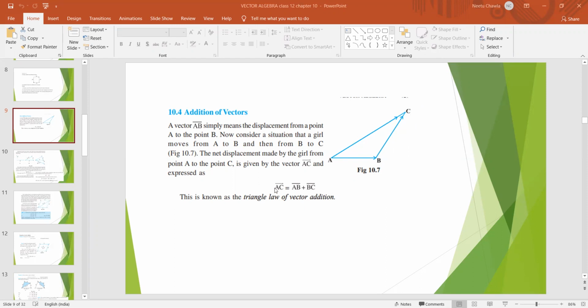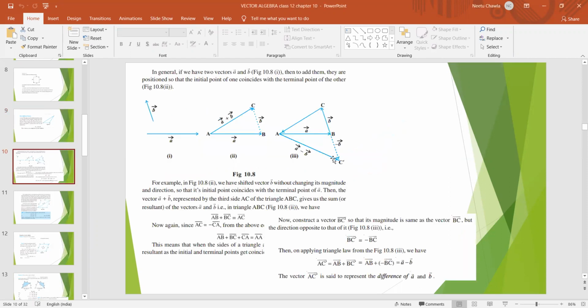So what we write here is AC is equal to AB vector plus BC vector. This is the law of vector addition. Since it makes a triangle, it is known as the triangle law of vector addition. We'll be doing the questions and then you will be able to understand more easily. So let's use that triangle law of vector addition in a few more diagrams.